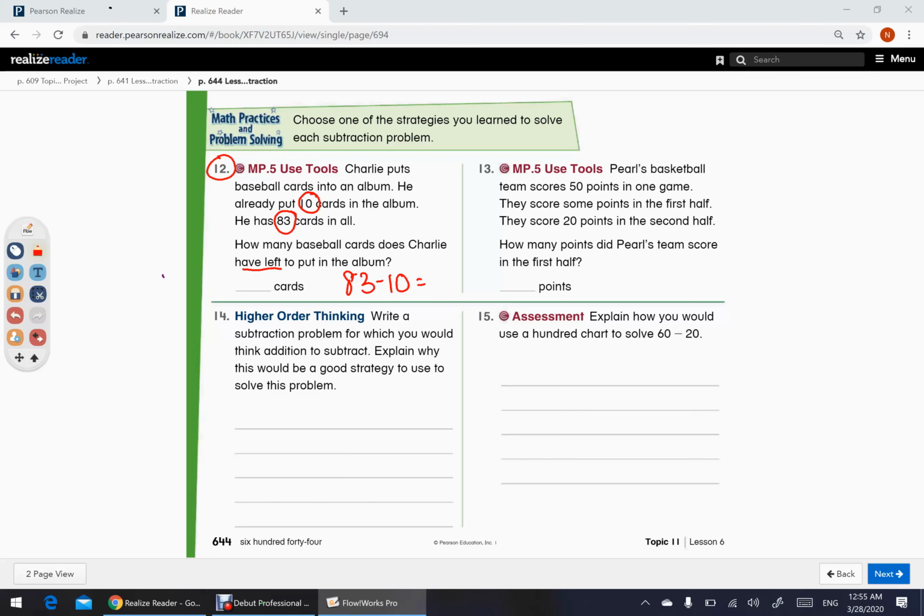So I know I can also use mental math over here, right? So 83 minus 10, or you can use an open number line. Just move 10 back. So from 83, remove 10. Your answer will be 73. Easy? Yes. So now I want you to solve question number 13, 14, and 15. Okay? Once again, if you have any question, kids, please do ask me anytime. I will help you to solve these problems.